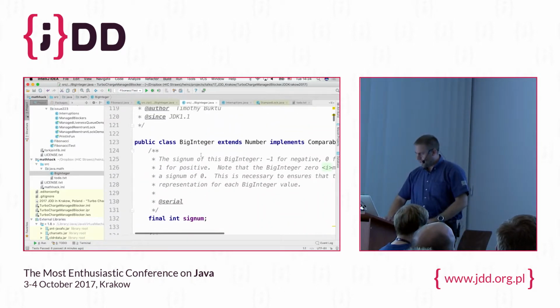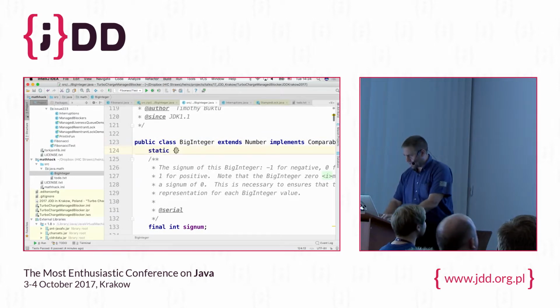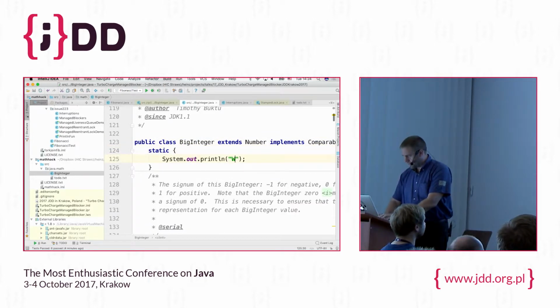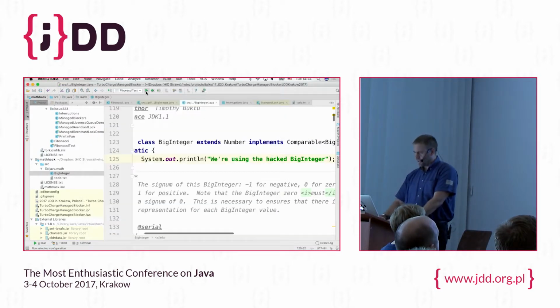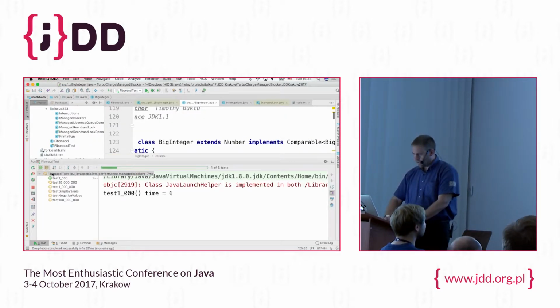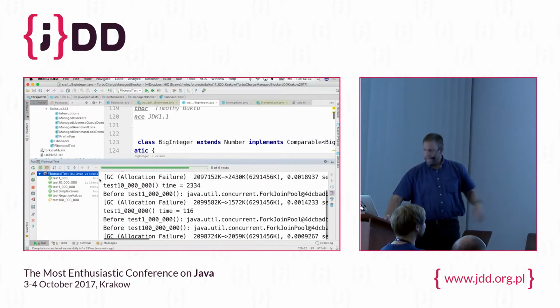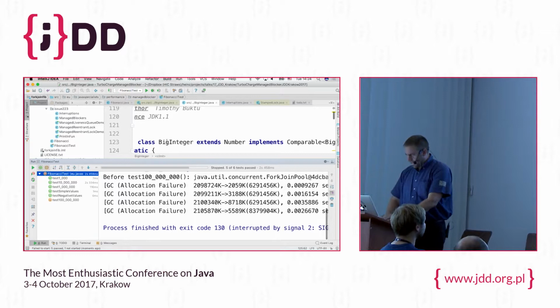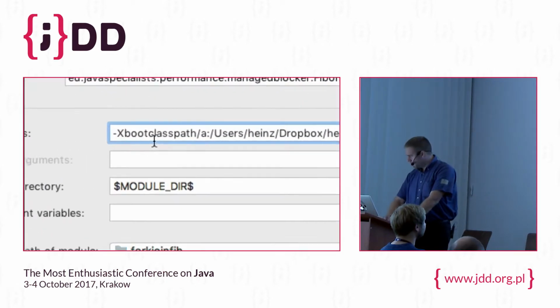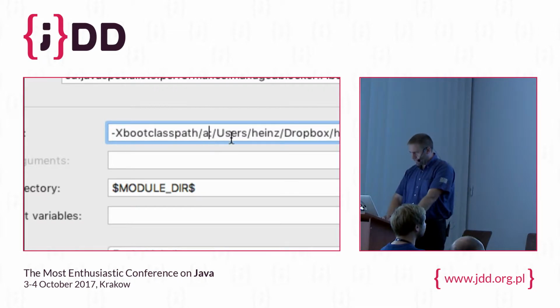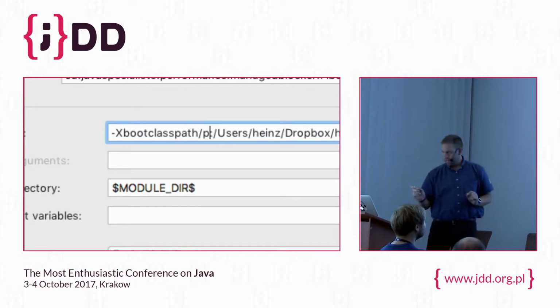Now, typically, if I put in here, for example, a static print out, "we are using the hacked BigInteger," you'll notice that it doesn't actually use the hacked BigInteger. So if I run my test, you won't see that in the output. It's not there because we're not using the hacked BigInteger. But what we can do is change our command parameters to say -Xbootclasspath/p, which means prepend the path to wherever this BigInteger is.